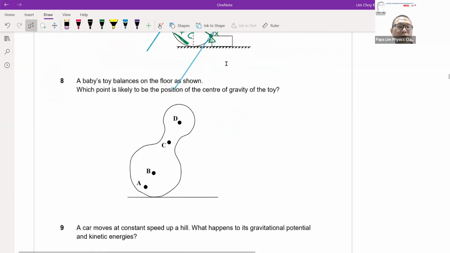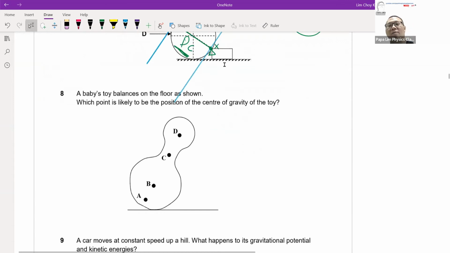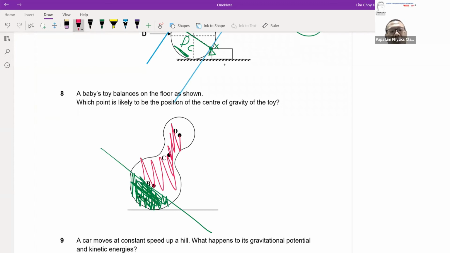Question B, CG, center of gravity or center of mass, what some of us will call it. It's a point whereby all the mass is equally distributed. So based on A, B, C, D, I would say the nearest option for center of gravity will be B, whereby the total mass of the bottom section is balanced out by the top section. So the mass above and below the line is the same. That's what I mean by center of gravity.